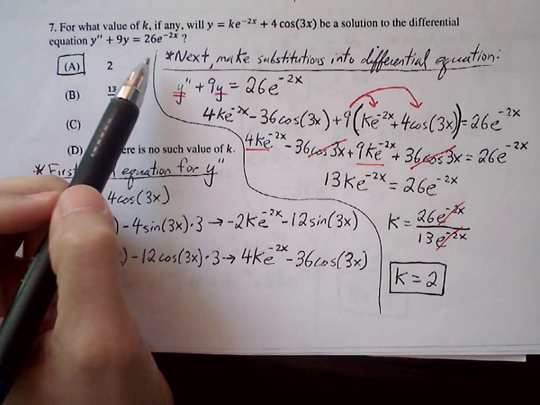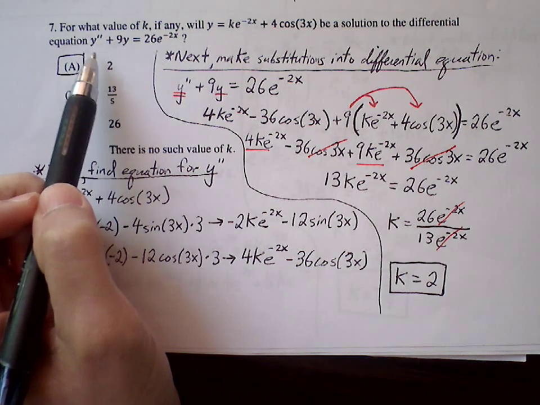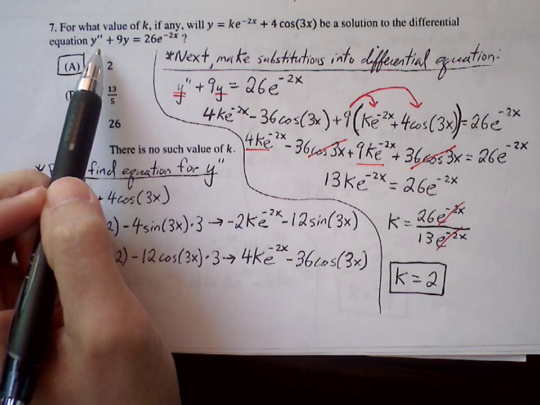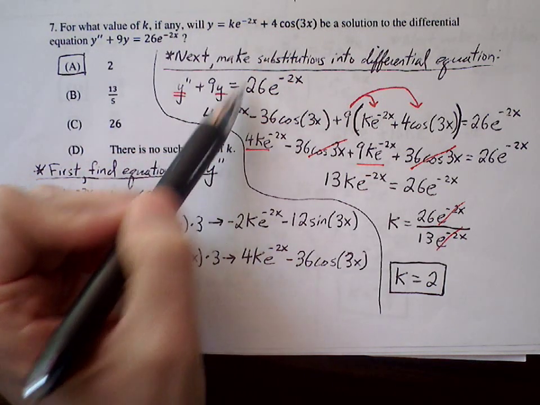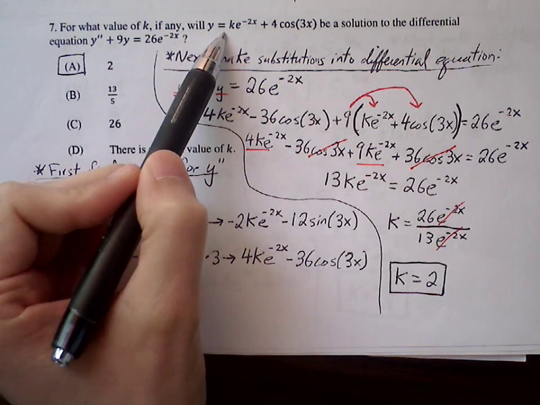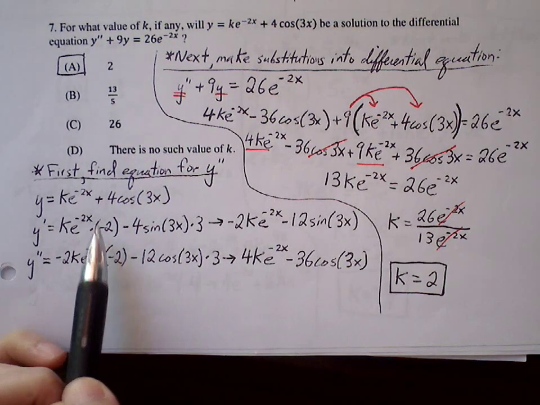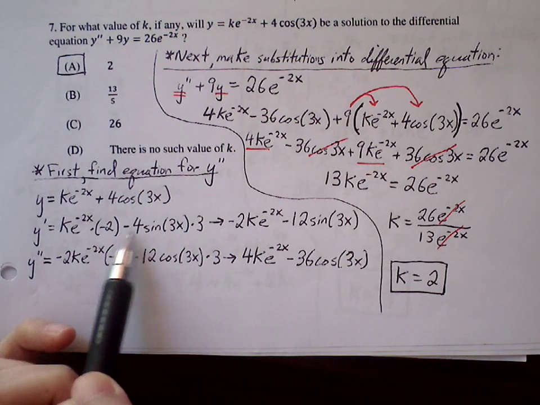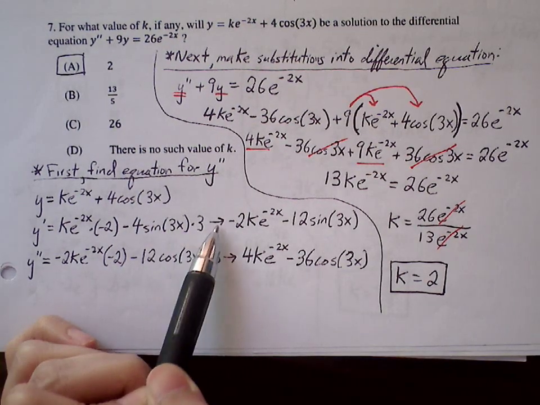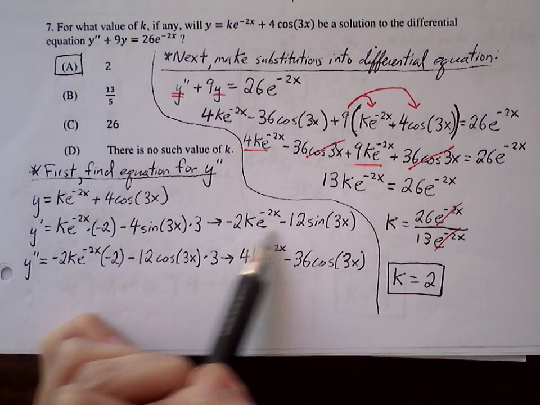Same idea. Number 7, we're going to work our way down to y double prime, make our substitutions, and see if we can solve for k. So here's our y equation. The derivative for e to the u is e to the u times u prime. Cosine of u becomes negative sine of u times u prime. Clean that up. We have our y prime equation.